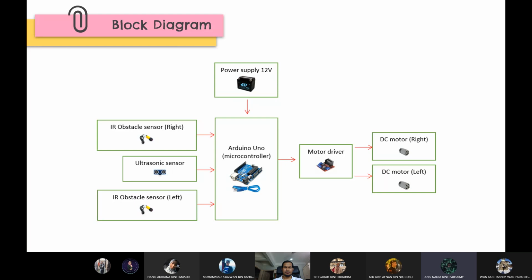There are 12 sensors used at the right and left positions. There's a pair of ultrasonic sensors used in the middle. The output then goes to the microcontroller, which is an Arduino, which gains power supply from a 12 volt battery. Then it goes to the motor driver, which will drive the DC motor right and also the DC motor left.